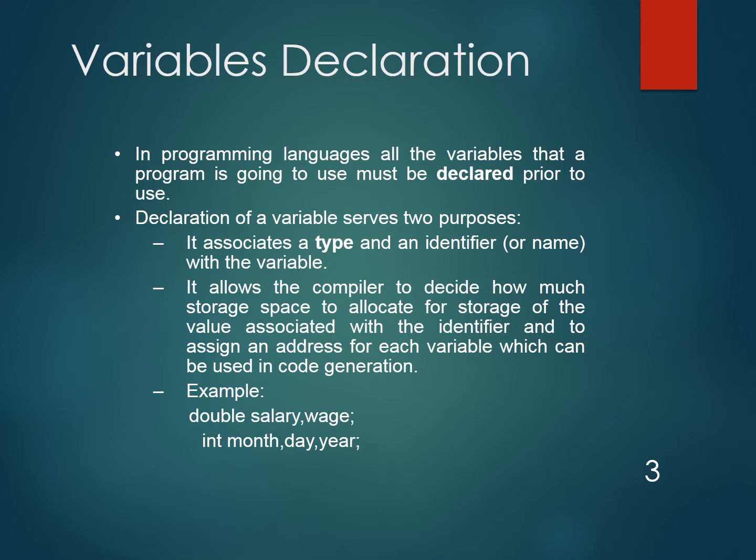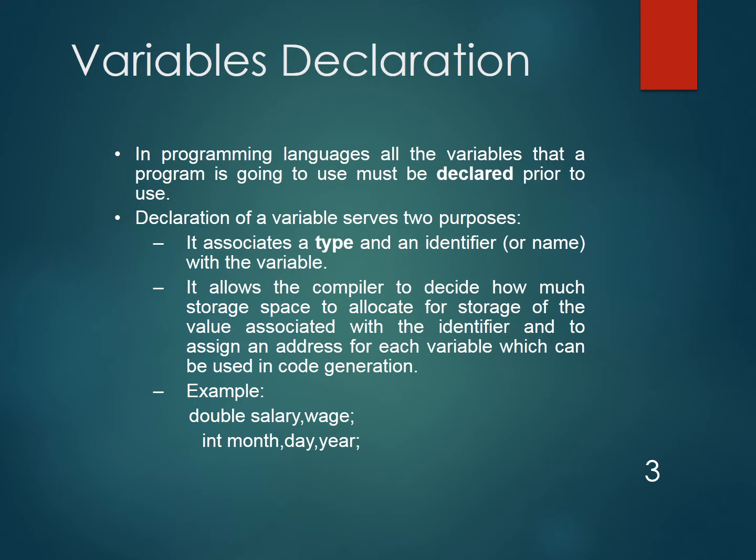dot in it. The second purpose is that it allows the compiler to decide how much storage space to allocate for storage of the value associated with the identifier and to assign an address for each variable which can be used in the code generation. Means it decides how much memory is to be allocated to the variable. As we know that an integer variable takes 4 bytes in the memory, therefore the variable declaration of the variable sum will store 4 bytes for sum in the memory.